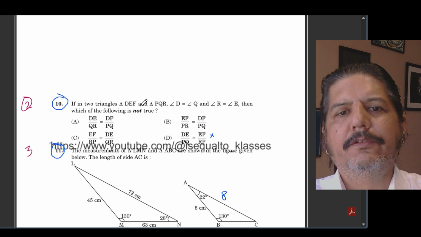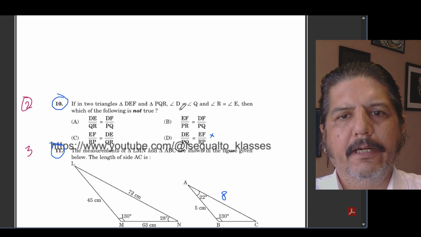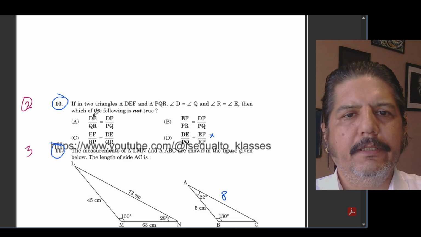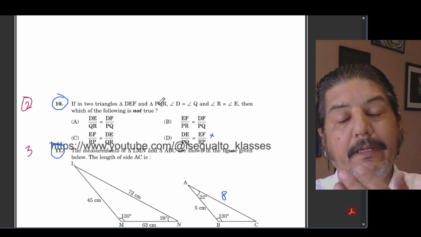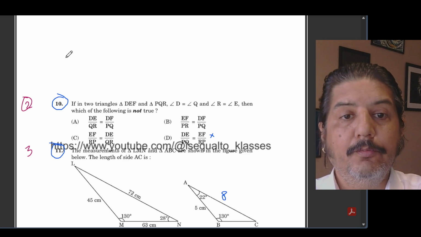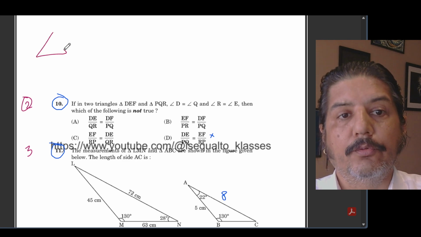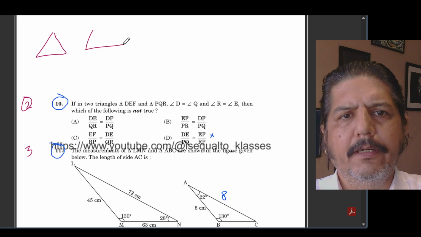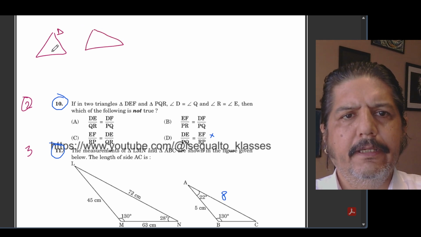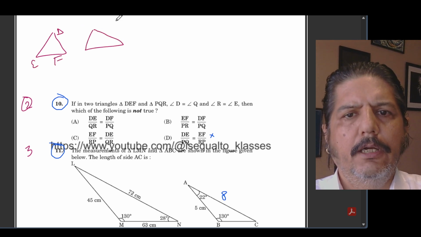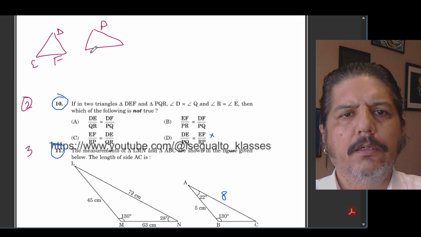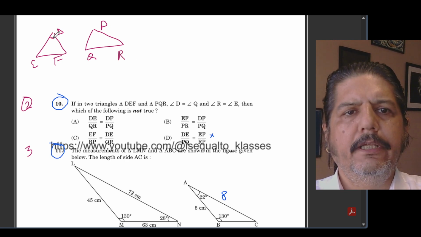If in two triangles DEF and PQR, angle D is equal to angle Q and angle R is equal to angle E, then which of the following is not true? Again, like what we were discussing the last time, you have to be very clear about the ratios. So I'll make some random triangles, DEF and PQR. D is equal to Q and R is equal to E.